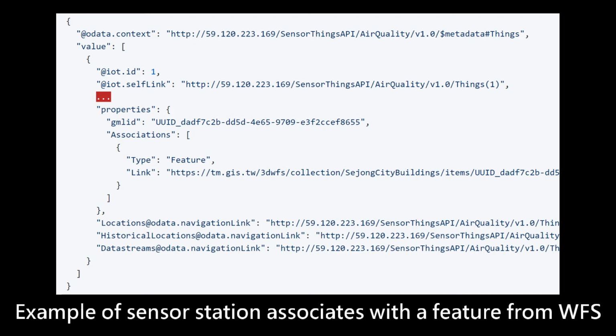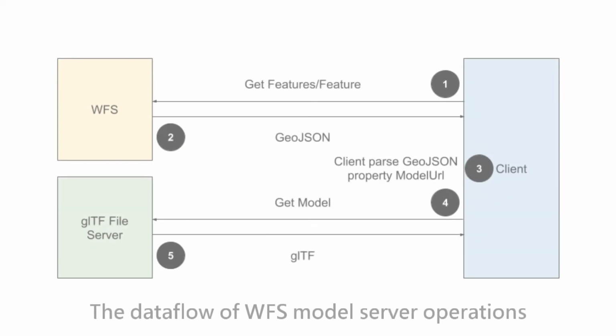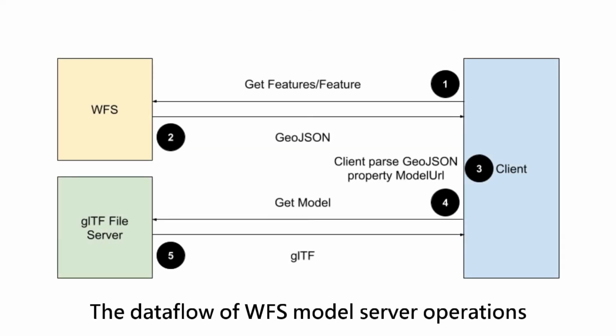In order to connect with the CityGML building, the property gml_id is put in the properties of things, and the property array associations links to the related city building features. For example, the thing object on the screen shows a sensor station associated with a feature from GIS.fcu web feature service, which is a building in Sejong City. Since we've got the GML ID from the SensorThings API, we can query more building information by the getFeature or getFeatures request to the WFS server.